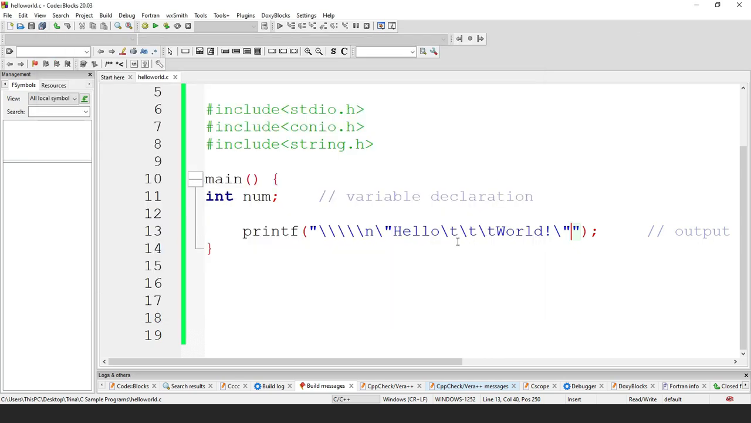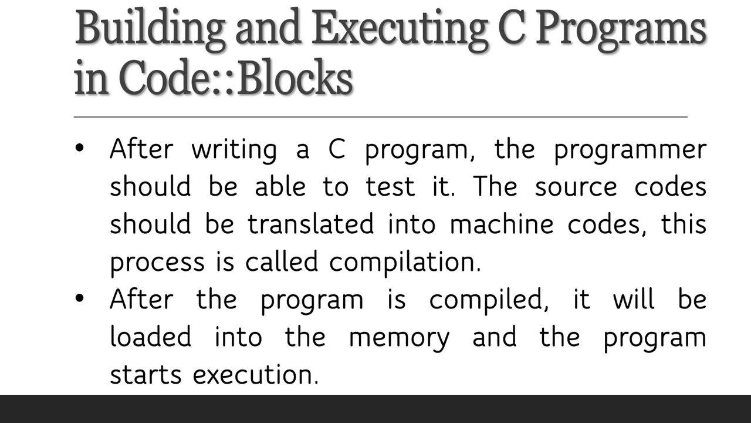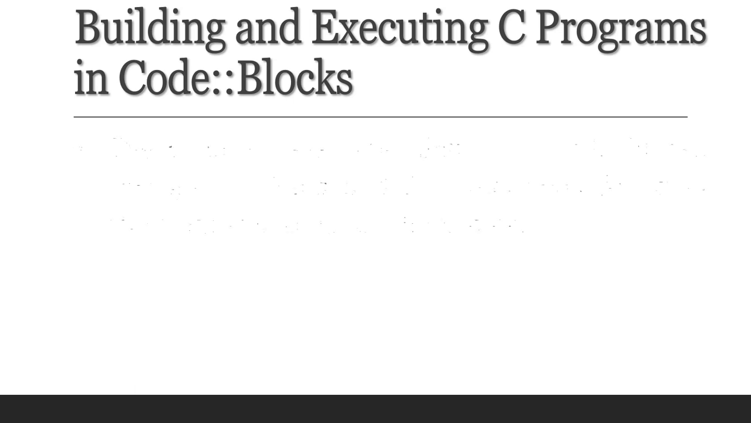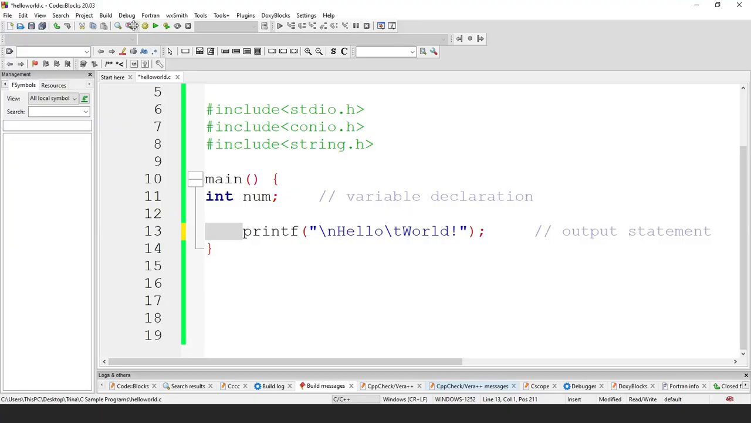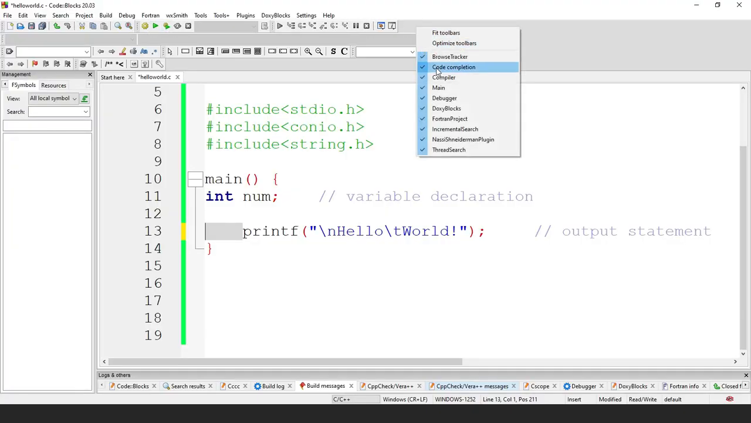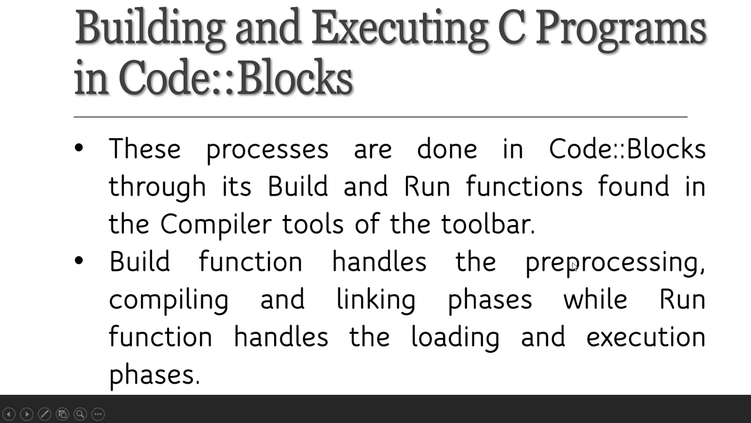After writing a C program, the programmer should be able to test it like what we did earlier. We try to execute it. So the source code should be translated into machine code. This is what we call the compilation. After the program is compiled, it will be loaded into the memory and the program starts execution. These processes, both compilation and execution, are done in Code::Blocks through its build and run functions found in the compiler tools. This one is the compiler tool. We simply right-click on the toolbar section, then we uncheck or we check to return it back. The build function handles the pre-processing, compiling, and the linking phases, while the run function handles the loading and execution phases.